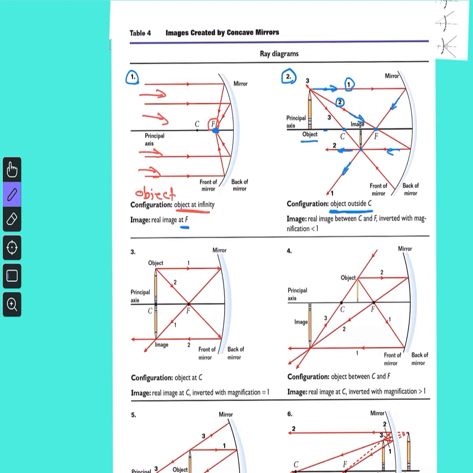Wait a second. Third one, what we said? For the third one, we said when you send the light from the object through the center of the curvature, isn't it the center? We send the light through the center of the curvature, it must be reflected back the same direction. It means reflect back through the center.